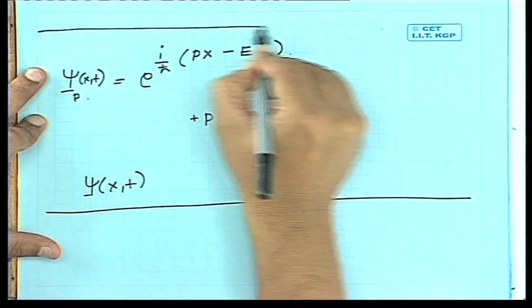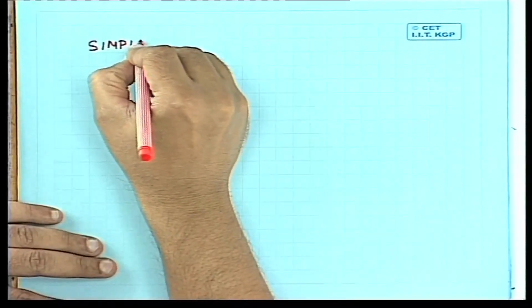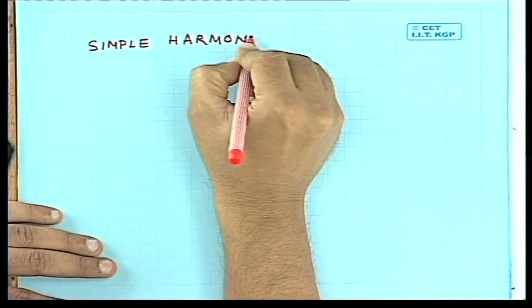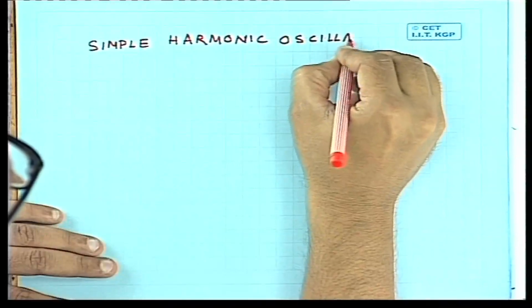Now let us go on to a situation where we have a potential. So we shall be looking at the thing which we usually study in classical mechanics after we have understood a free particle, that is a simple harmonic oscillator. So we shall be studying a simple harmonic oscillator in quantum mechanics. So let us move on to a simple harmonic oscillator.